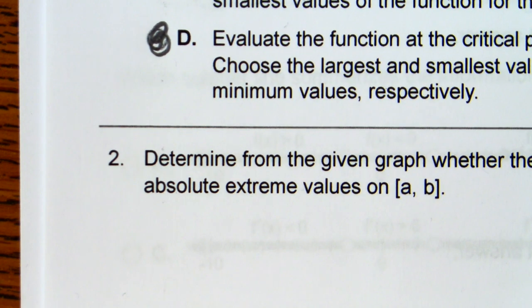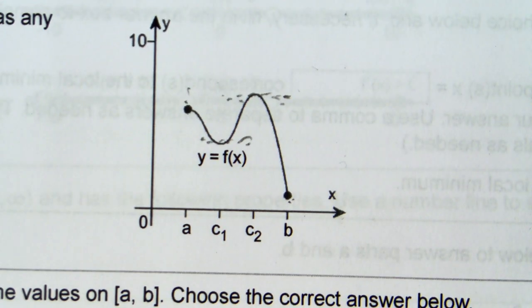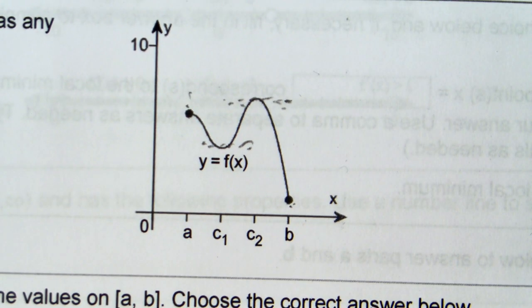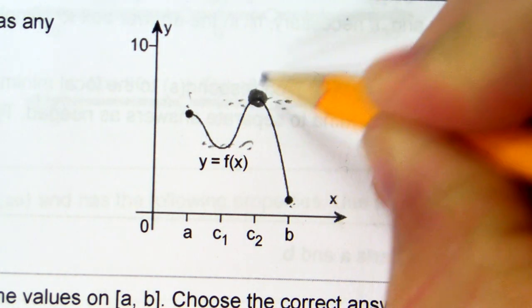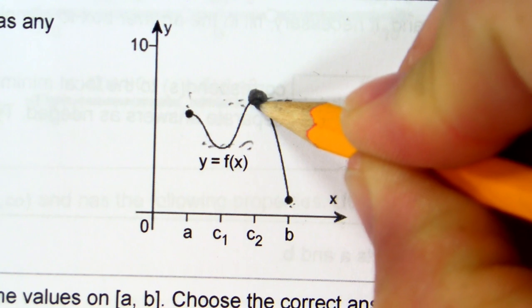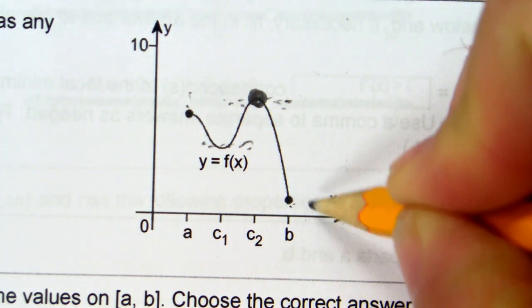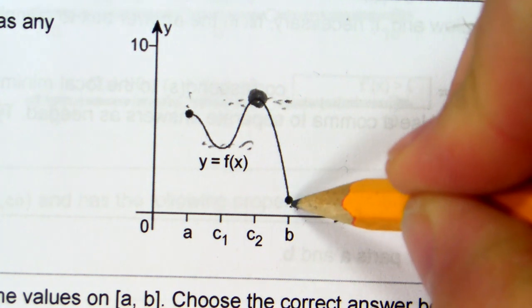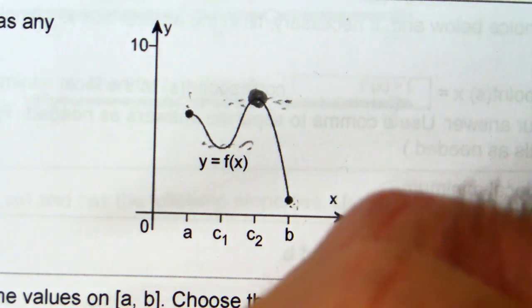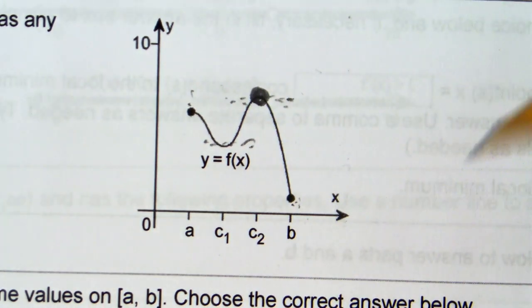Number 2, determine from the given graph whether the function has any absolute extreme values. Well, that just means, look at it. Is there a highest and is there a lowest point? Yeah, there clearly is a maximum. That would be an absolute maximum at C2. And there's clearly a minimum, an absolute minimum, at B. And I think the one that says that is A. Of your multiple choice, it'd be A.